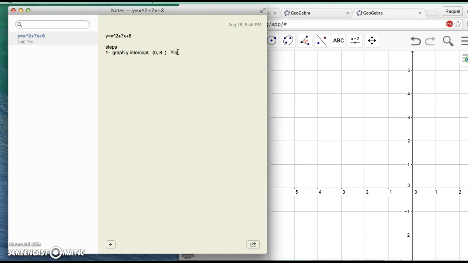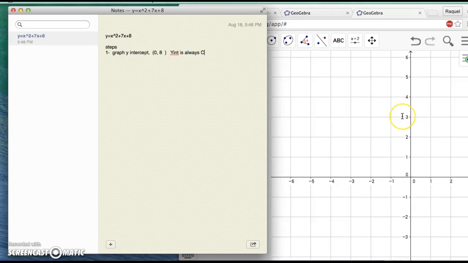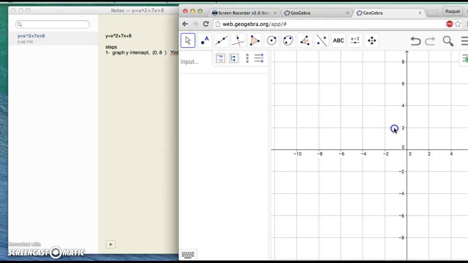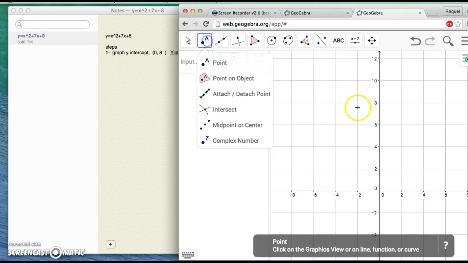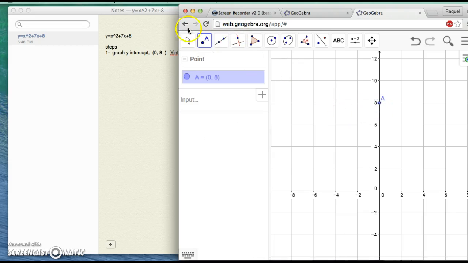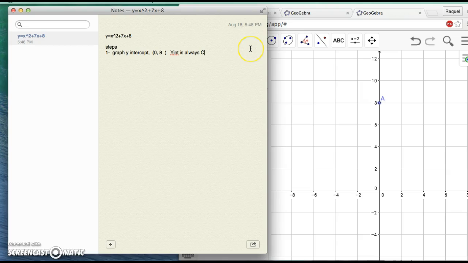You can put y is always c. Because you plug in 0 here and here, so y equals 8. So then you go here and you plot 8. Okay, so we might have a different graph. Let me see if I can figure this out. Here's 8.